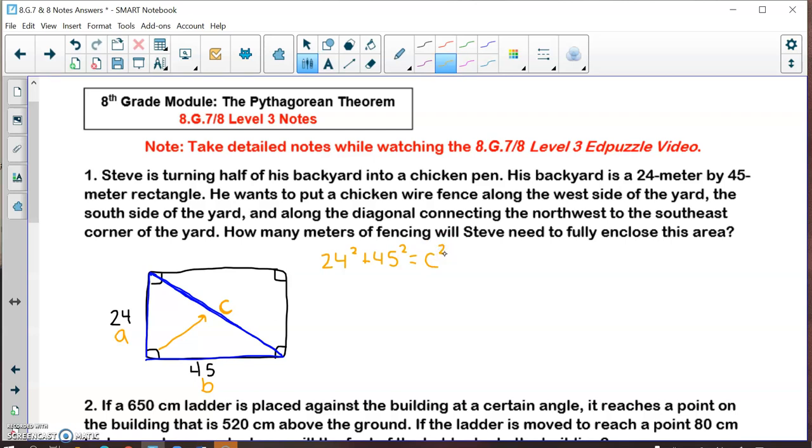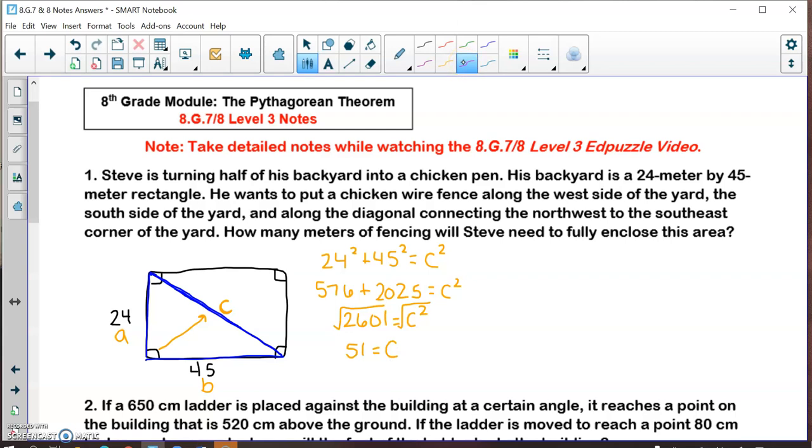24 squared is 576 plus 45 squared, which is 2025, and that will equal C squared. Adding 576 to this, I get 2601 is equal to C squared. And taking the square root of both sides, the square root of 2601 is actually 51. That's your C. Now that's not my answer, we don't need to find just C.